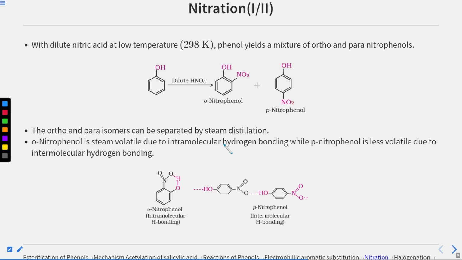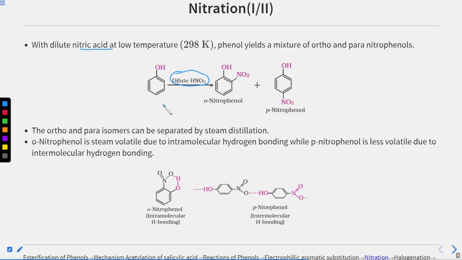So here we have the nitration. What do we do? We treat it with dilute nitric acid. Since phenol is more reactive than benzene due to lone pair delocalization at the ortho and para positions, or ring activation by this OH group, we do not use the concentrated one. We do not use the nitrating mixture. It does not require any nitrating mixture to perform the reaction.